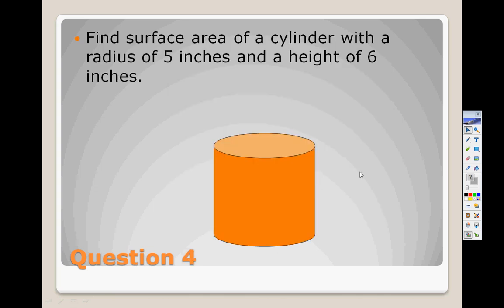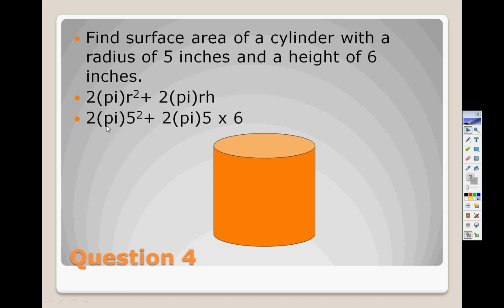Question 4. Find the surface area of a cylinder with a radius of 5 inches and a height of 6 inches. Pause. And the answer is 2 pi r squared plus 2 pi rh. I didn't have a pi symbol handy, so I wrote pi. So fill in the blanks: 2 pi 5 squared plus 2 pi 5 times 6. You should be able to enter it in the calculator with your pi button, without the times right there. And you get 345.58 square inches, I believe. Since it's area, it's square inches, or inches squared. Remember, that's 2 circles and 1 rectangle.